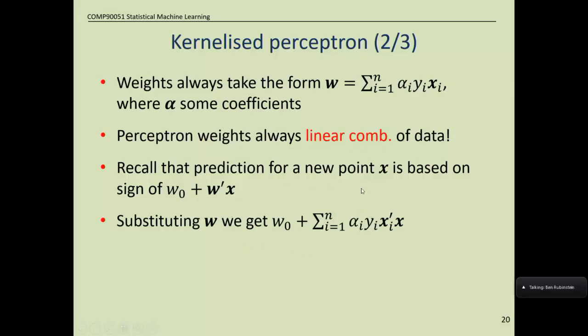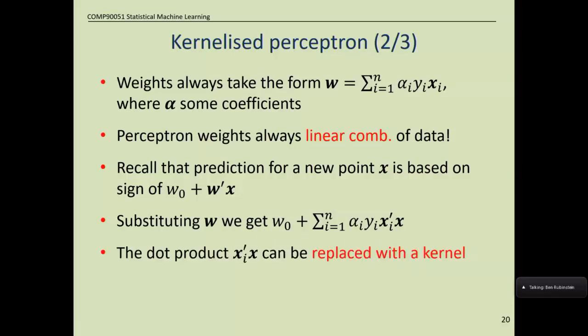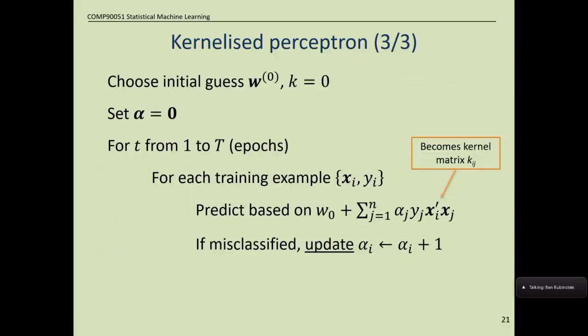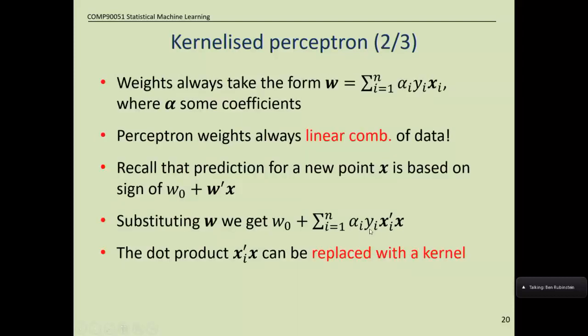And now let's look at the role of dot products. If I want to make a prediction, I only need to do dot products with data. And also with the learning, so I could have replaced this with a kernel if I wanted to do this in a feature space.